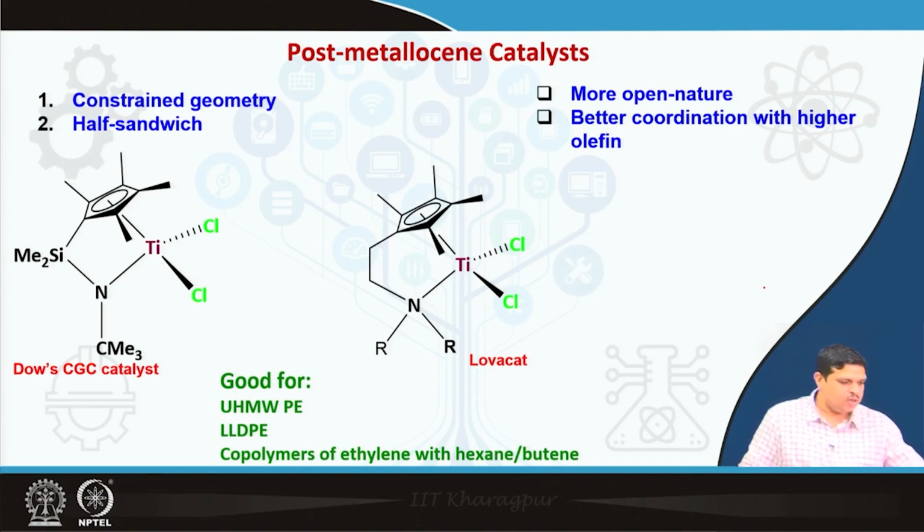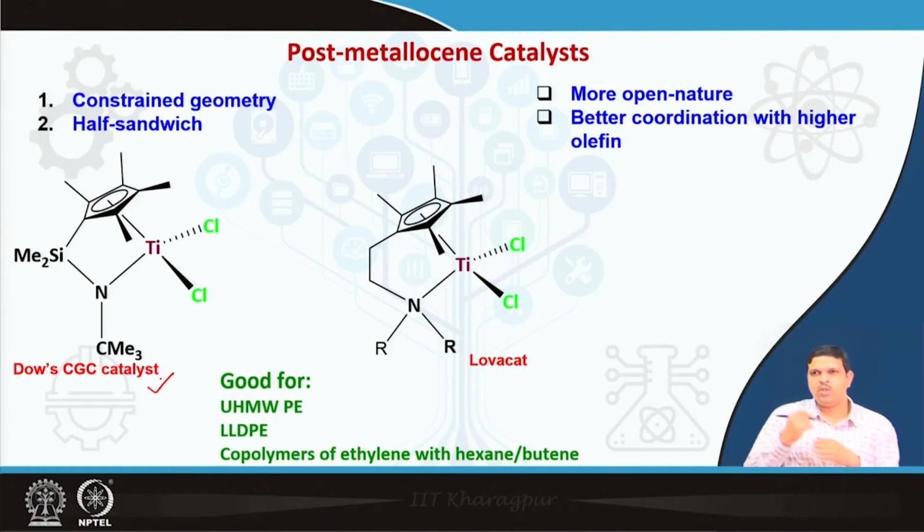Okay, fine. Now today we will introduce a different type of catalysts, that is the post-metallocene catalysts. So the name suggests post-metallocene, that means beyond the metallocene. So something will definitely be modified or replaced, or some extra design of the catalyst done. So what are they? Okay. So here you will see some examples. This is the very famous catalyst, that is the Dow's CGC catalyst.